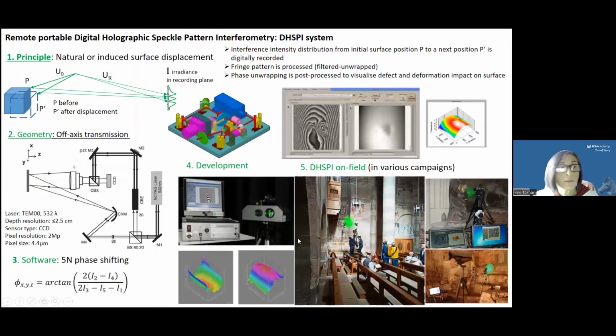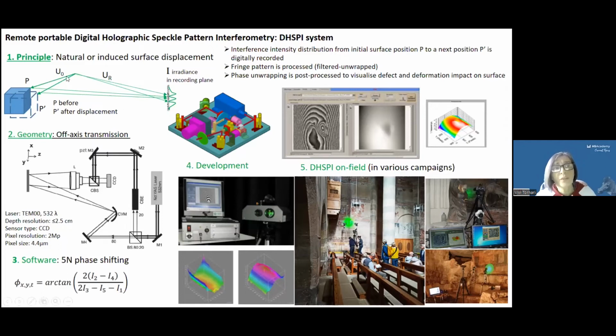So from here, we go to the development of the digital holographic speckle pattern interferometry, or DSP in short, in a remote portable instrument that allows us to go out of the laboratory, use it in the laboratory as well for studies, but go out of the laboratory in any environment, as you can see here, for studying any immovable cultural heritage or any movable cultural heritage that cannot go out from a gallery.